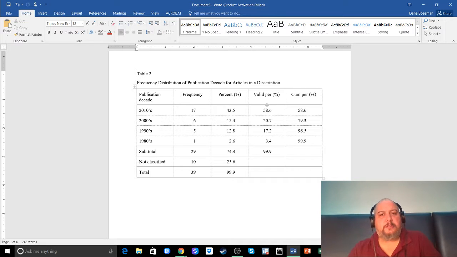Only pick those points that support the story that you're trying to tell, and then tell it in a way that is interesting. What do I mean? In surveying Table 2, a frequency distribution of article publication dates for this dissertation, over half of the articles (58.6%) were published in the 2010s, or published since 2010. That's what I'm talking about. When we discuss it, we want to use that voice that is interested, but not boring.